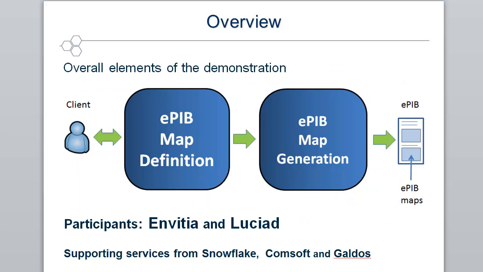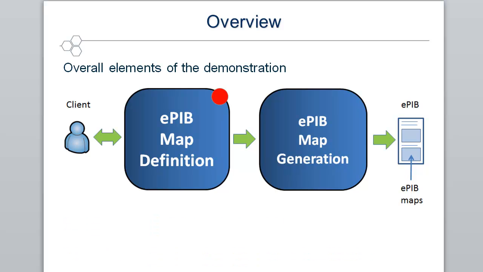The OWS-9 implementation is formed of two parts. The first part is the ePIB map definition capability implemented by Untitled, and is primarily an interactive workflow resulting in a set of ePIB map requests. The second part, implemented by Untitled, is the ePIB generation workflow, which is a multi-service processing activity resulting in the map generation.